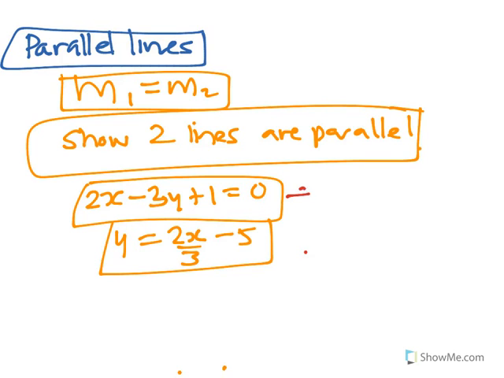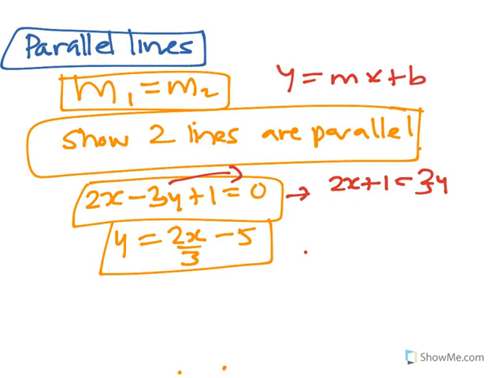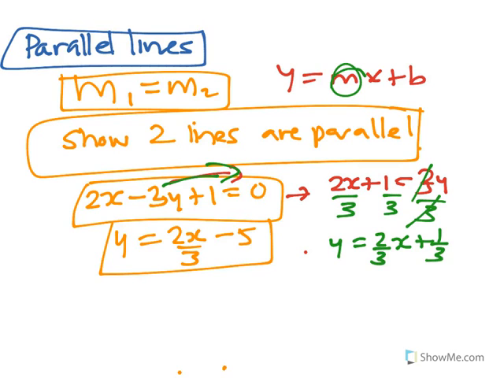Okay, so if you look at the first one, in order to find its gradient, you need to put it into gradient y-intercept form. So that would be y equals mx plus b, because then you can straight away read off what the gradient is. So if you bring the 3y to the other side, it becomes plus 3y. Divide by 3, and you get y is 2/3 x plus a third. So the gradient here is 2/3.